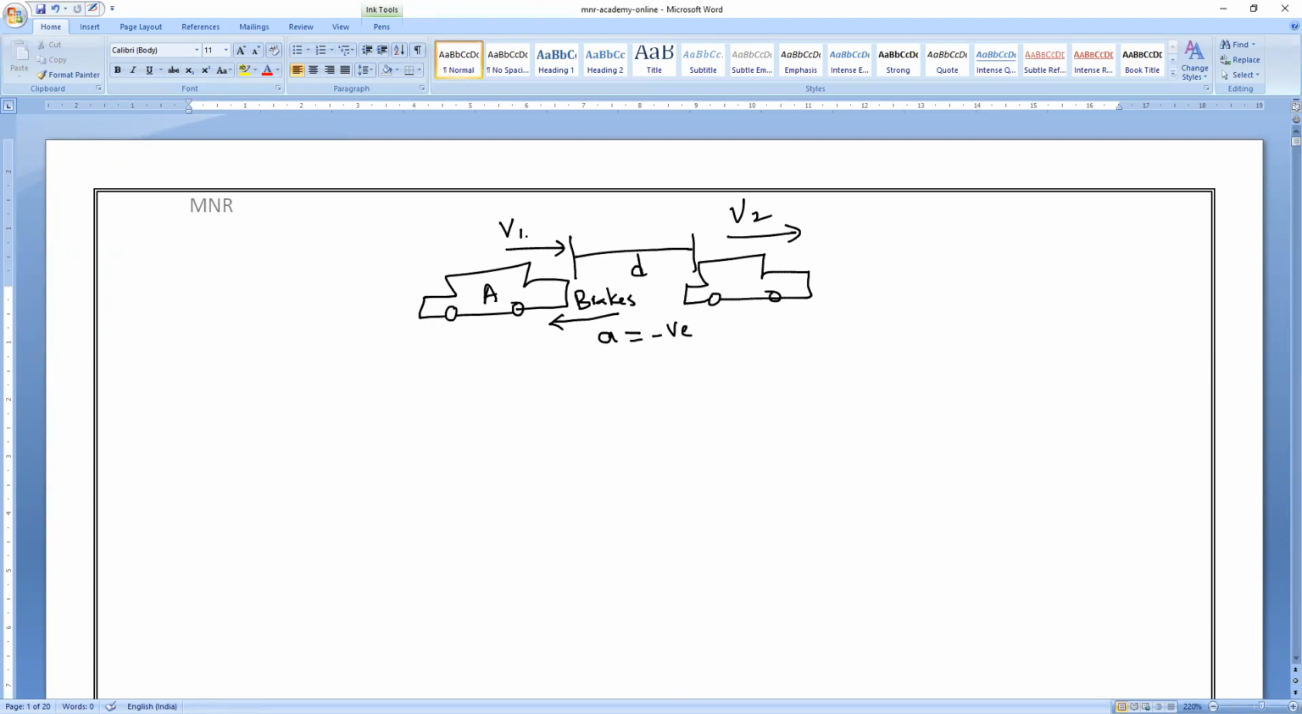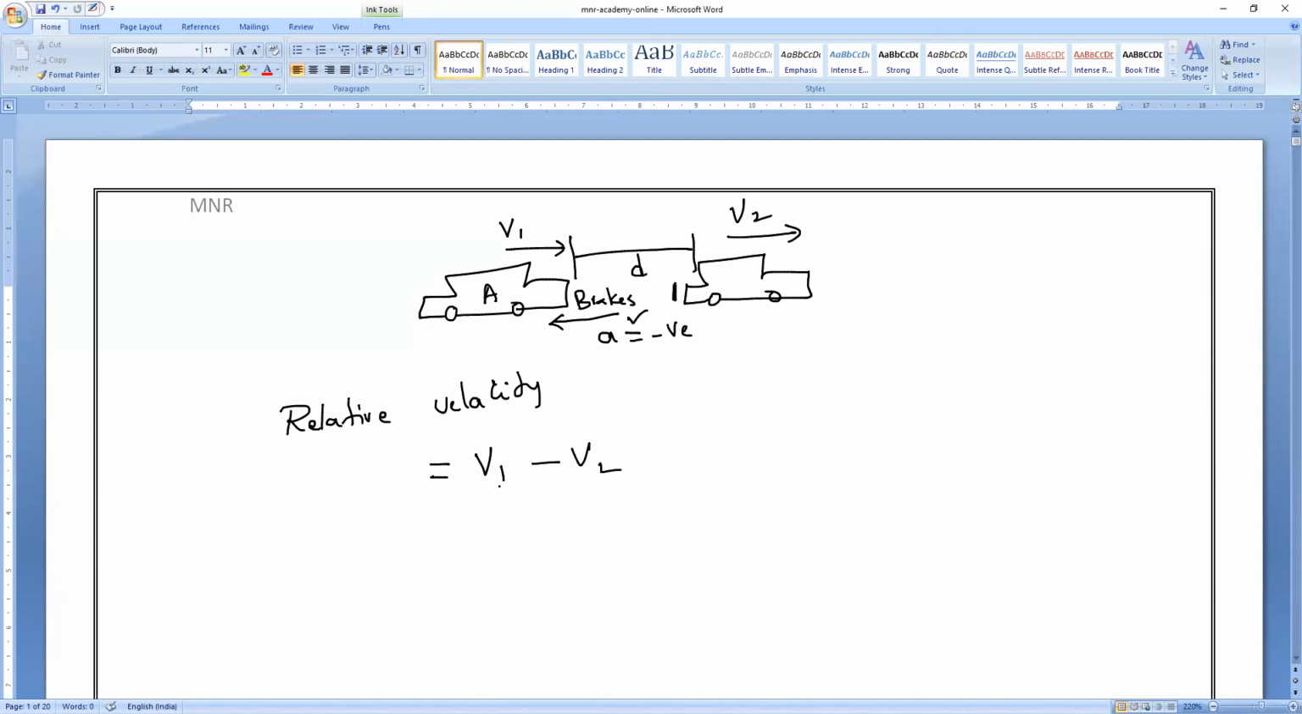Now, both are in the same direction. We already studied relative velocity, rain water problems and the boat problems. So what is the relative velocity of car A and car B? Velocity of car A minus velocity of car B. Mute yourselves, there is more disturbance. So V1 minus V2. Now, he applies the brakes so that without collision, car A wants to stop somewhere.